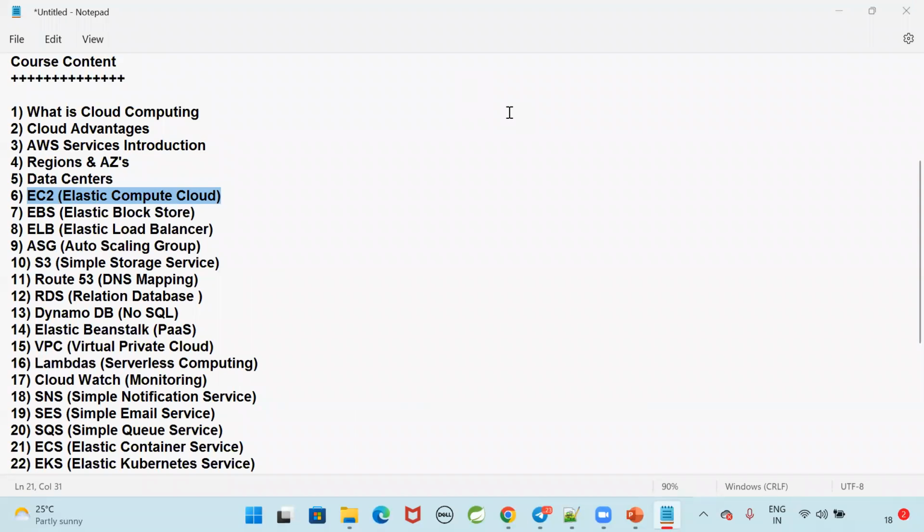Terraform is part of DevOps. Security groups and key pairs will come under EC2. Terraform is a DevOps tool. AMI, Amazon Machine Image, comes under EC2.